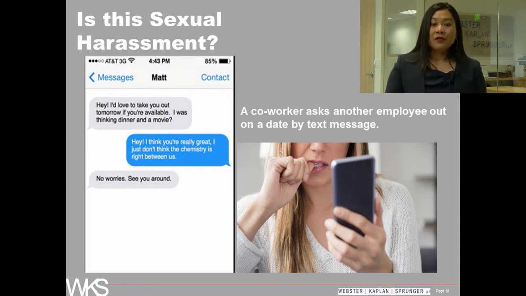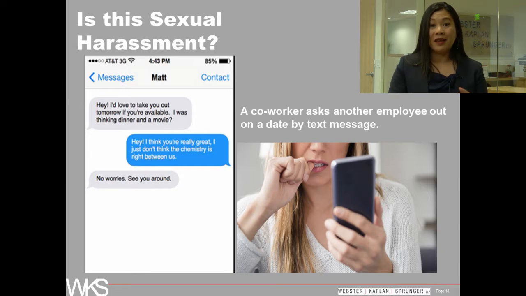However, what we have to look at is, what are the relationships between these two people, for instance? Did the employee who is being asked out say to the other individual that the behavior is not welcome? And that could be a denial of the request on a date.